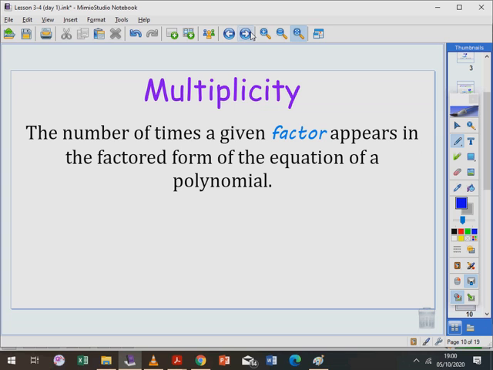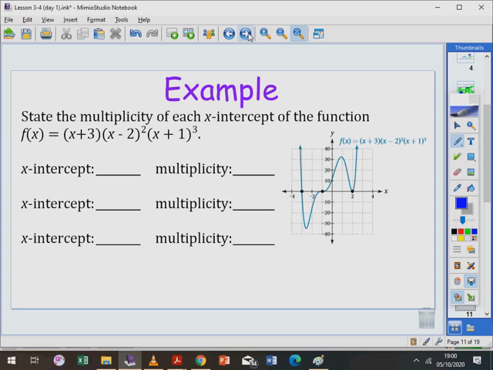Multiplicity of a polynomial is the number of times a given factor appears in the factored form of the equation of the polynomial. What do we mean? If you have an equation like this, (x plus 3) power 1, (x minus 2) power 2, (x plus 1) power 3, remember you get the x-intercepts by setting this expression equal to 0. You'll get x equals -3, x equals 2, and x equals -1.